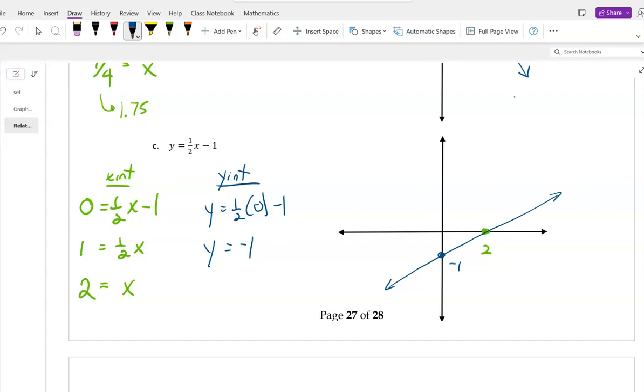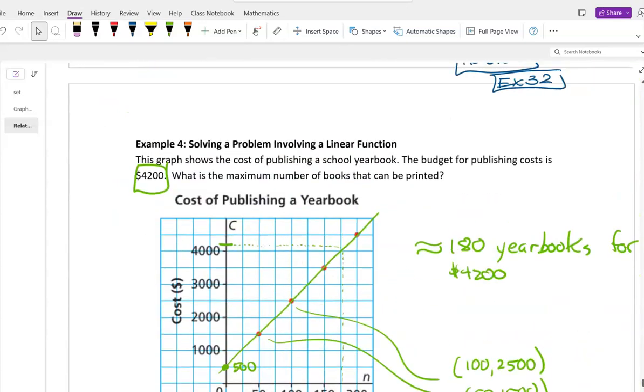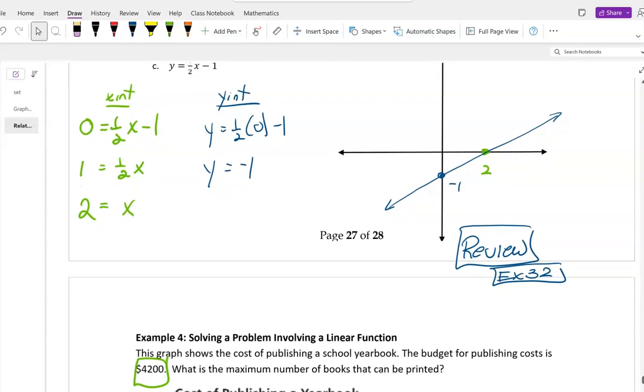All right, so we are done with the unit. It's time to do the review, which I believe is exercise 32, so that we can get ready for our test. Yeah, it's exercise 32. All right, good luck. Let me know if you have questions.